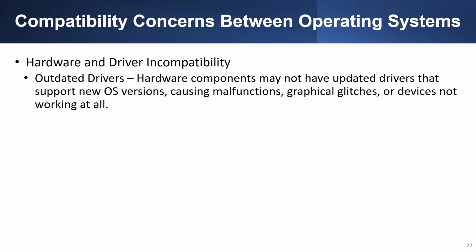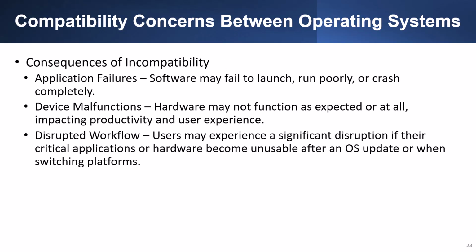Hardware and driver incompatibilities would include outdated drivers. Hardware components may not have updated drivers to support new OS versions, causing malfunctions, graphical glitches, or devices not working at all. And then you have consequences of incompatibility. Application failures. Software may fail to launch, run poorly, or crash completely. Device malfunctions, where hardware may not function as expected or at all, impacting productivity and user experience. And disrupted workflow. Users may experience a significant disruption if their critical applications or hardware become unusable after an OS update or when switching platforms.